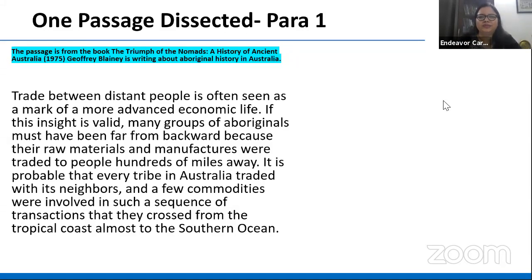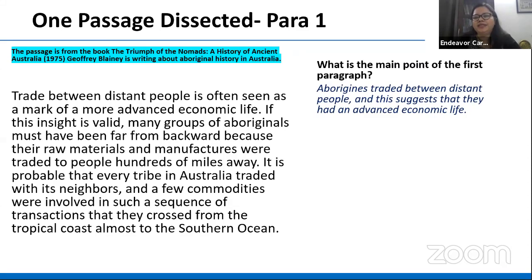Now my first question to you. What is the main point of this paragraph? It's the first paragraph of this entire passage. What is the main point? We'll find it in the first two lines.